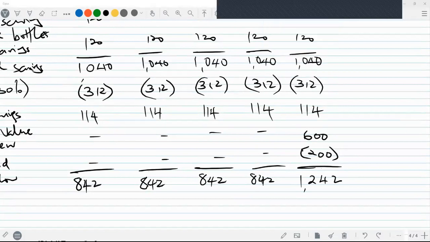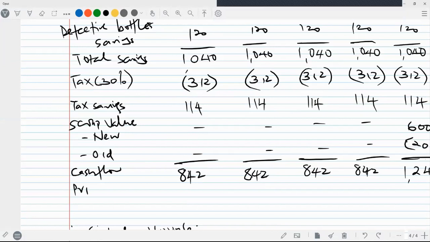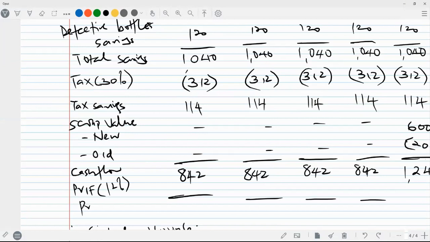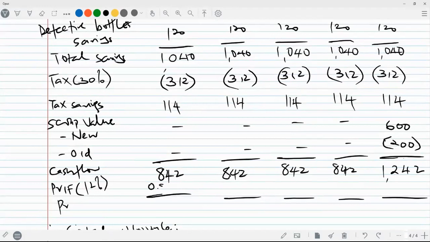Now we've done that, we now discount back to year 0. Okay, so present value interest factor. We discount at the company cost of capital, which is 12%. Cash flow times the factor gives us a present value. And the factors, we're going to get them from the tables.